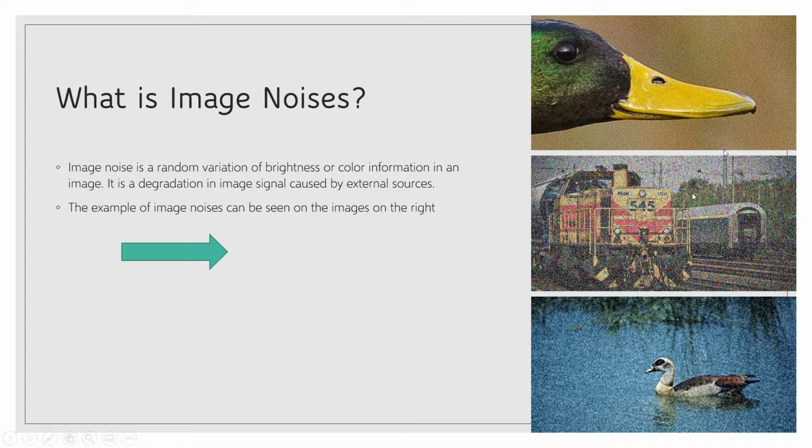And on the right side, this is the example of image noises. As you can see right here, this one and this one are the examples of image noises. The quality of the image is not quite good because of the noises right here. All of these are the noises.